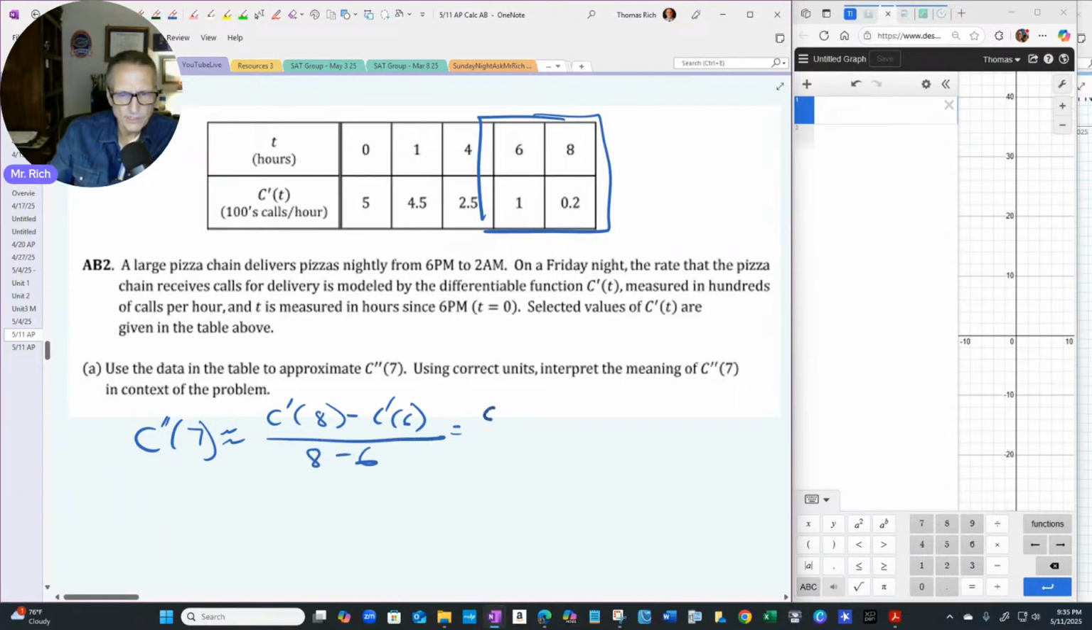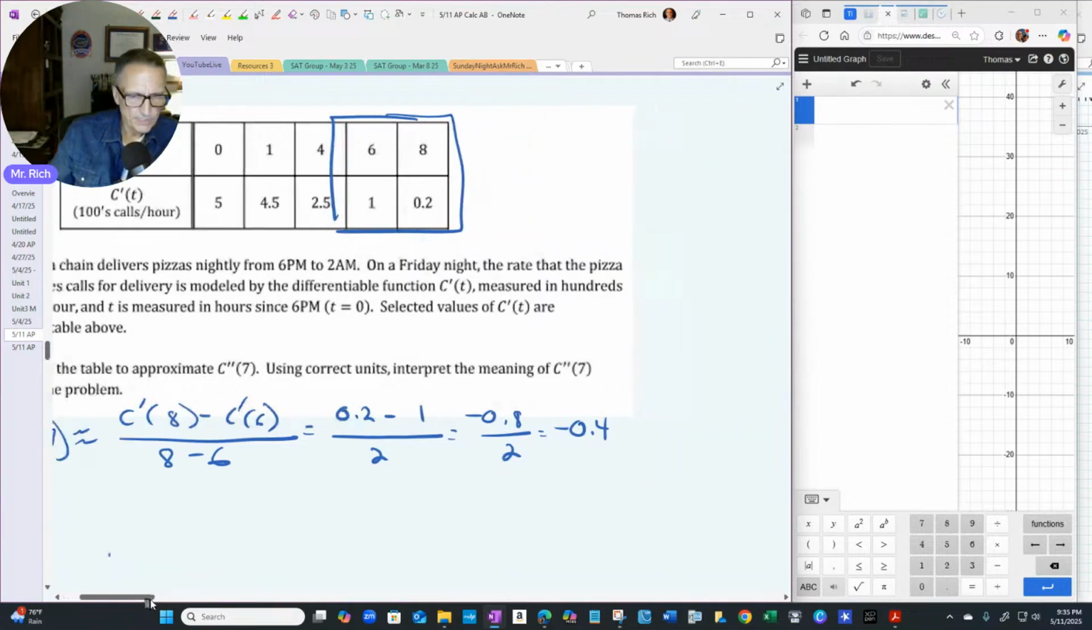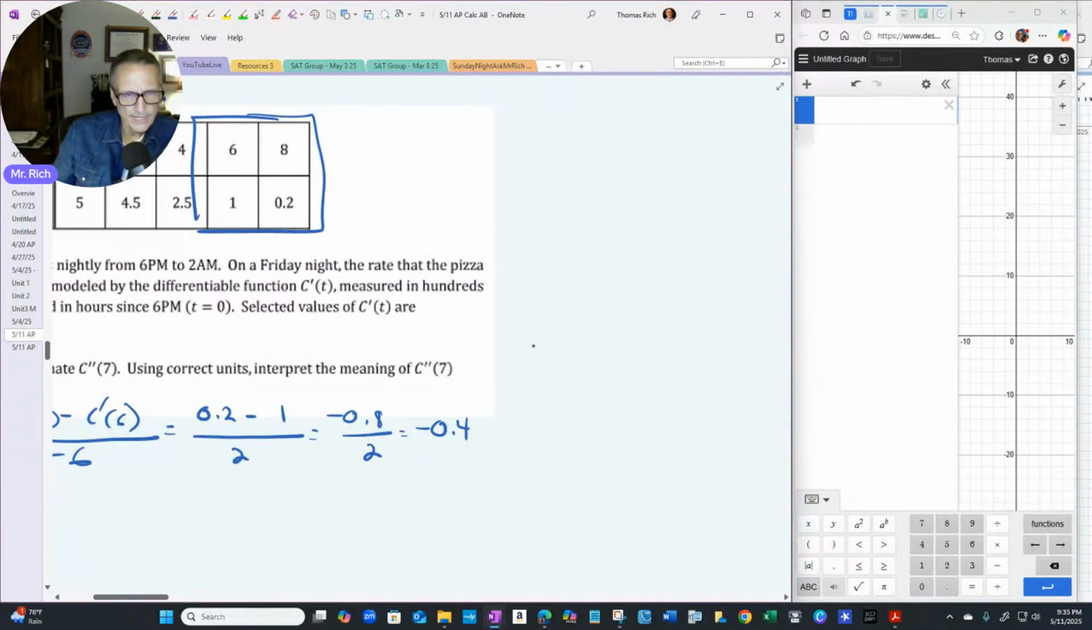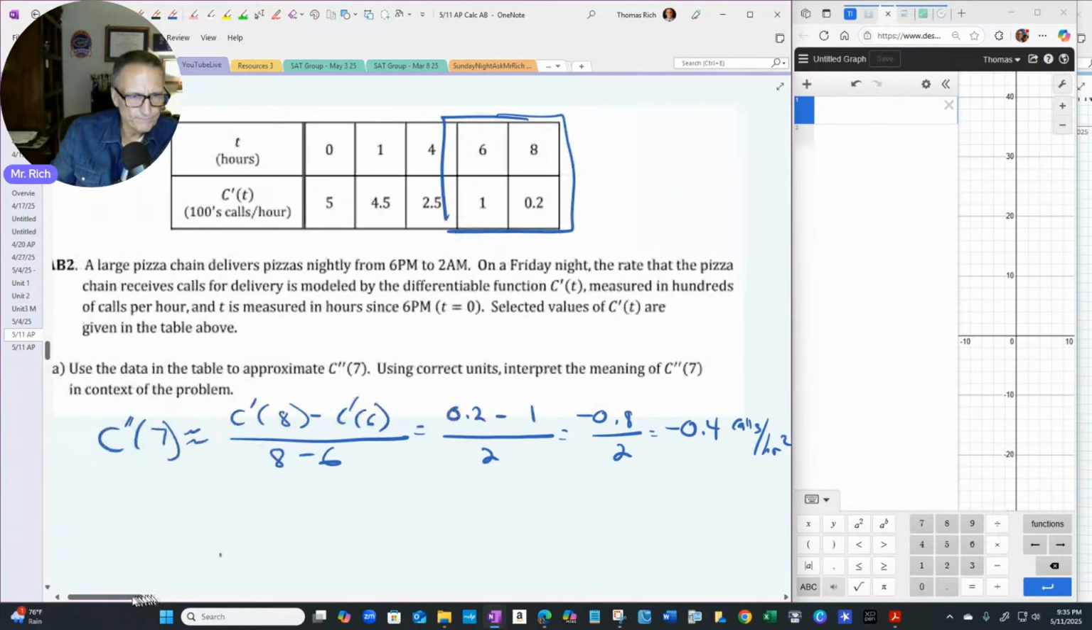So C prime of 8 is 0.2 minus 1, all over 2. So that's going to give us negative 0.8 over 2, negative 0.4. Now that's going to be calls per hour per hour. That's what the units are going to be here, because the C prime is calls per hour and we're dividing it by hours. So that's going to be calls per hour squared.